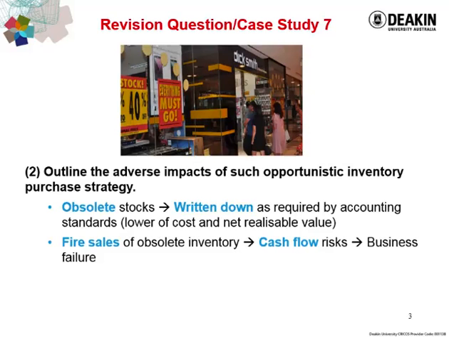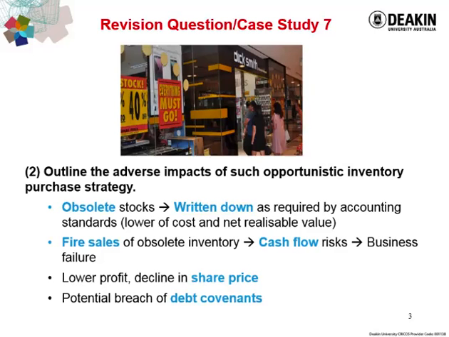to business failure. Lower profit following the inventory write-down in the future period can lead to a decline in share price. Lower profitability, poorer cash flow performance, lower asset base, and increased leverage ratio or debt to asset ratio suggest a potential breach of debt covenants, which can lead to very costly renegotiation. Banks may ask for immediate repayment, liquidate the collateral, or charge higher interest rates.